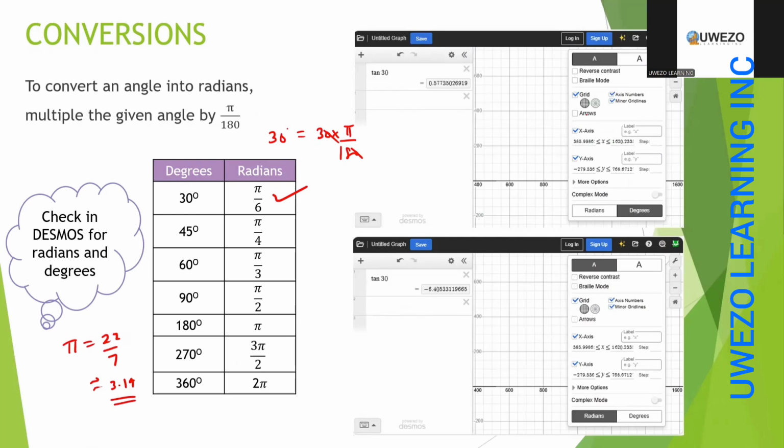And careful, before you measure the trigonometric ratios, you need to check if the settings has degrees or radians in it. Now, if you look here, tan 30 is 0.5 when it is 30 degrees. And when it is 30 radians, we have a different answer. So please be careful.